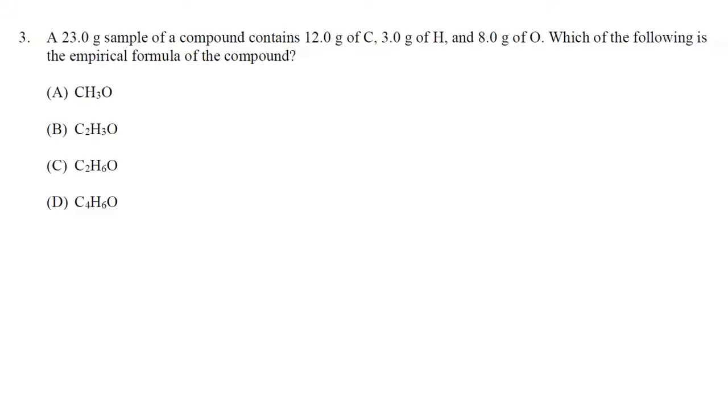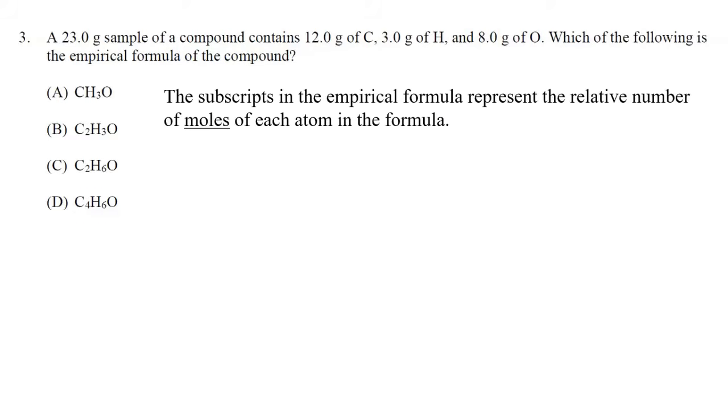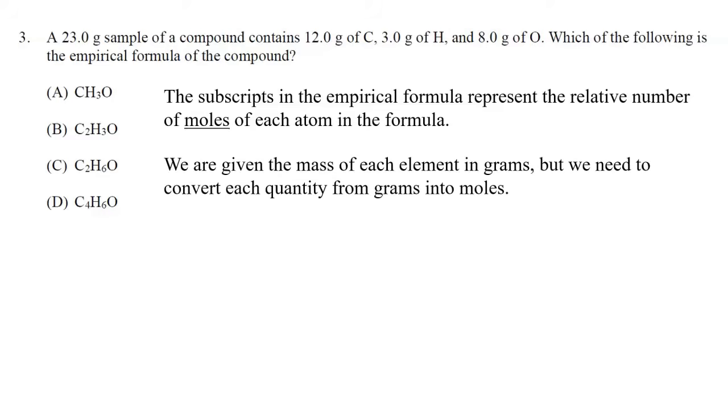Question 3. A 23.0 gram sample of a compound contains 12.0 grams of carbon, 3.0 grams of hydrogen, and 8.0 grams of oxygen. Which of the following is the empirical formula of the compound? Well, the subscripts in the empirical formula represent the relative number of moles of each atom in the formula, and we are given grams, but we need to convert each quantity from grams into moles.